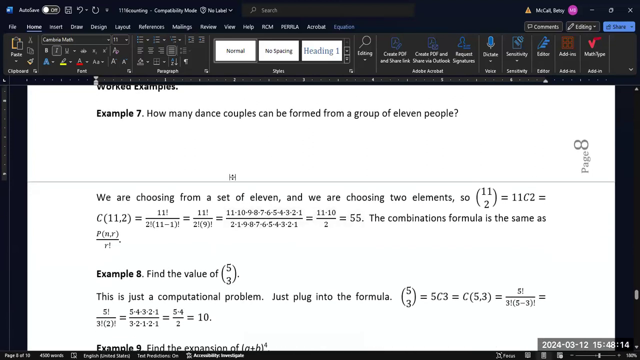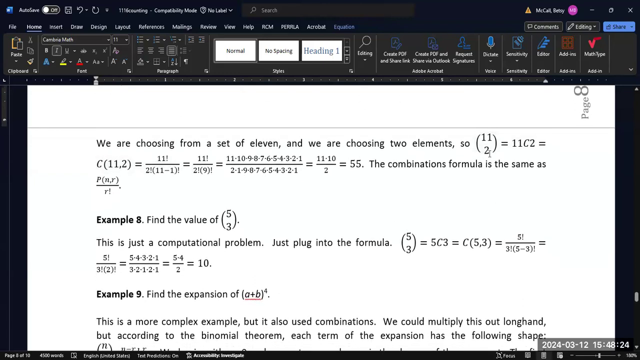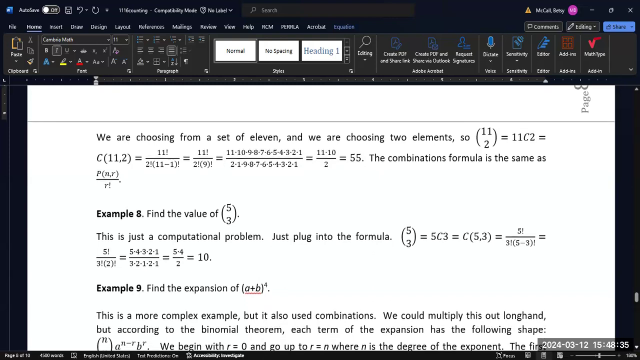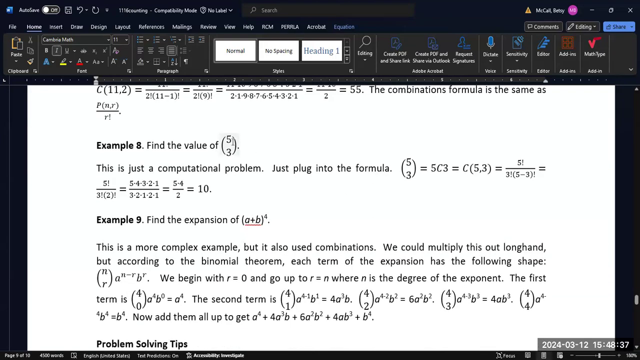So some examples: how many dance couples can be formed from a group of 11 people? So here we're choosing from a set of 11, but couples are only 2 at a time. So this is 11 choose 2. And again, this is assuming that we're not worrying about gender or anything like that. If we want to evaluate this notation, this is 5 choose 3. So we would have 5 factorial over 3 factorial times 5 minus 3 factorial. We would get 10 when we did all of the cancellation.